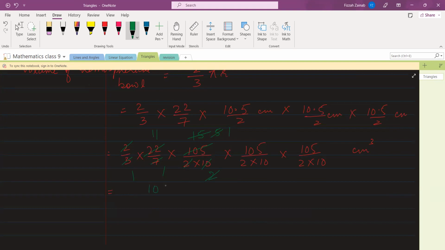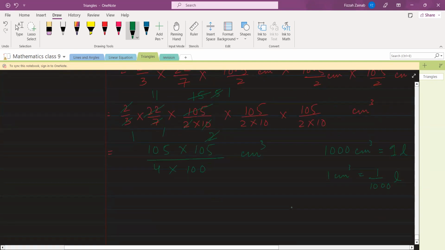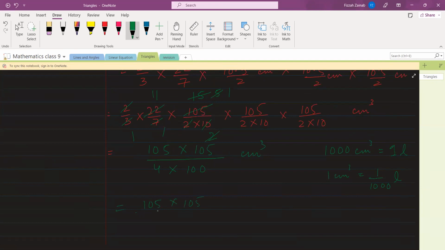Okay, so it's time for my next class. You please complete this calculation divided by, so 2 into 2 is 4. And then you can keep this 100 here. Centimeter cube, right? And then you know that 1000 centimeter cube is equal to 1 liter. So that means 1 centimeter cube is 1 upon 1000 liter. Understand? So if you divide this centimeter cube by 1000, the answer will be in liter. So whatever you are getting here divided by 4 into 100, you have to divide this by 1000. It will become liter. Now please solve it.